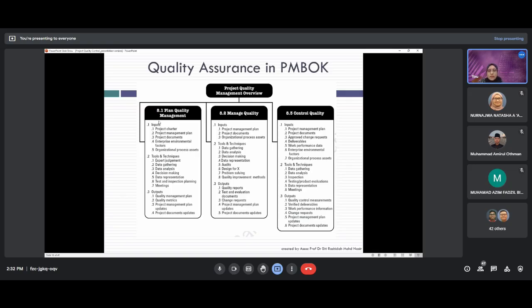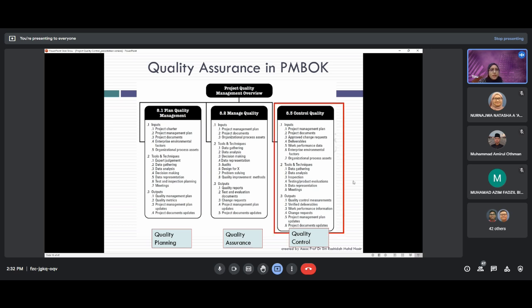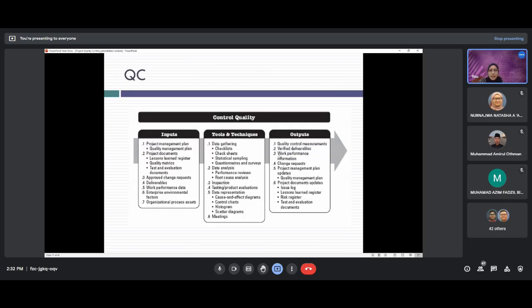So these are the quality planning, these are the quality assurance, and these are the quality control. So we have done quality planning. We have learned about what is quality assurance, the input, the tools, and the output. And today, we are going to look onto control quality or quality control. Each of the processes has the input, the tools, and also the output. What are the input, what are the tools, and what the output? We are going to learn in the next slide.